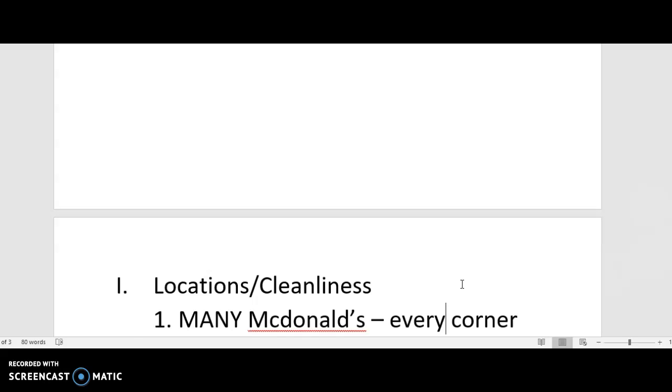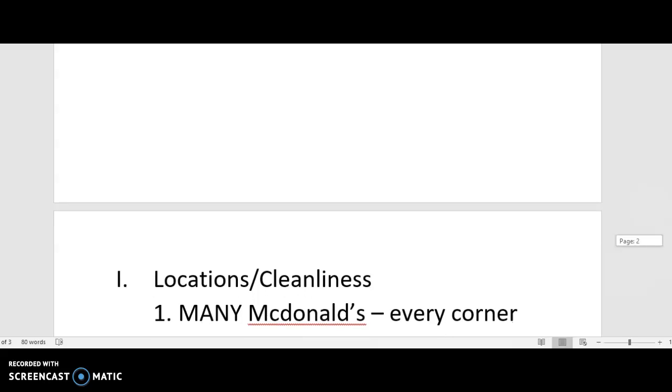So in our locations and cleanliness, we want to go with that as our first topic. And so the first part of my outline might be something like, there are many McDonald's. Just in Walkersville, our school sits between 2 McDonald's. There's one in the town of Walkersville and one about a mile away. Just about anywhere you go, you're going to find 2 or 3 McDonald's.